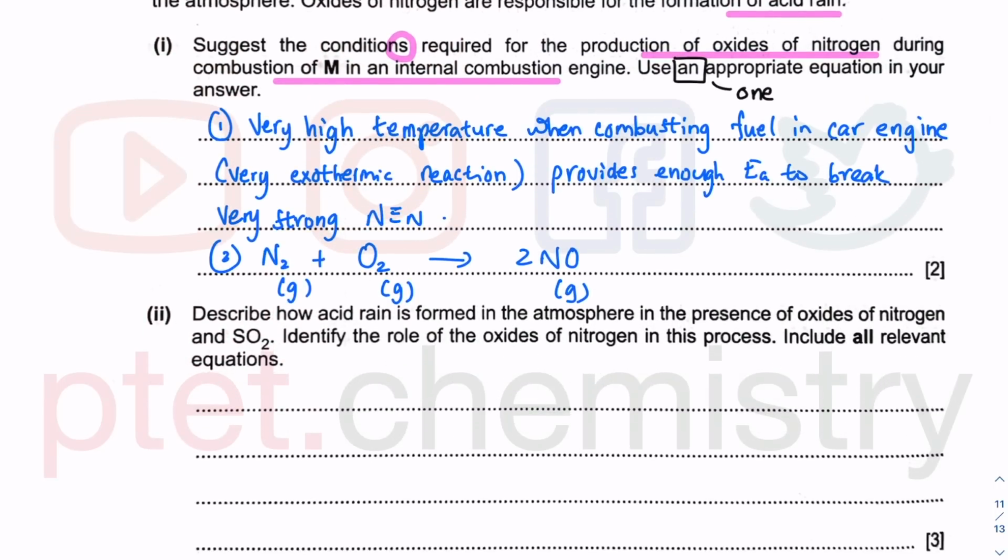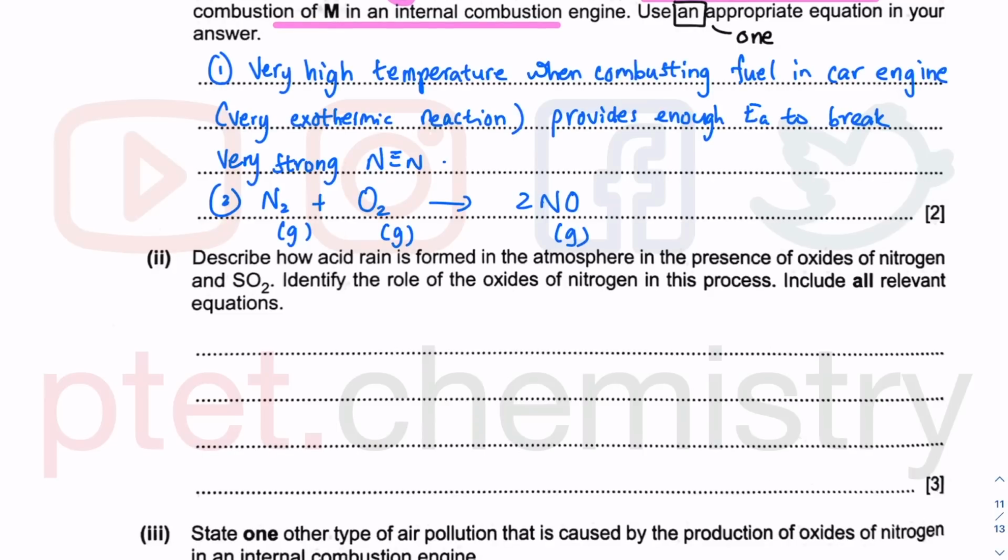Now describe how acid rain is formed in the atmosphere in the presence of oxides of nitrogen and also SO2. The question here specifies SO2. So this is about the catalysis, because this is not just how oxides of nitrogen form acid rain directly, but rather, as stated in the syllabus, there are 2 particular things that can be asked. How the oxides of nitrogen catalyse the formation of acid rain from SO2, or the other option, how oxides of nitrogen form acid rain directly. So here, describe how it affects the SO2 formation of acid rain. Identify the roles, include all the relevant equations. If you see the plural there, those are plural.